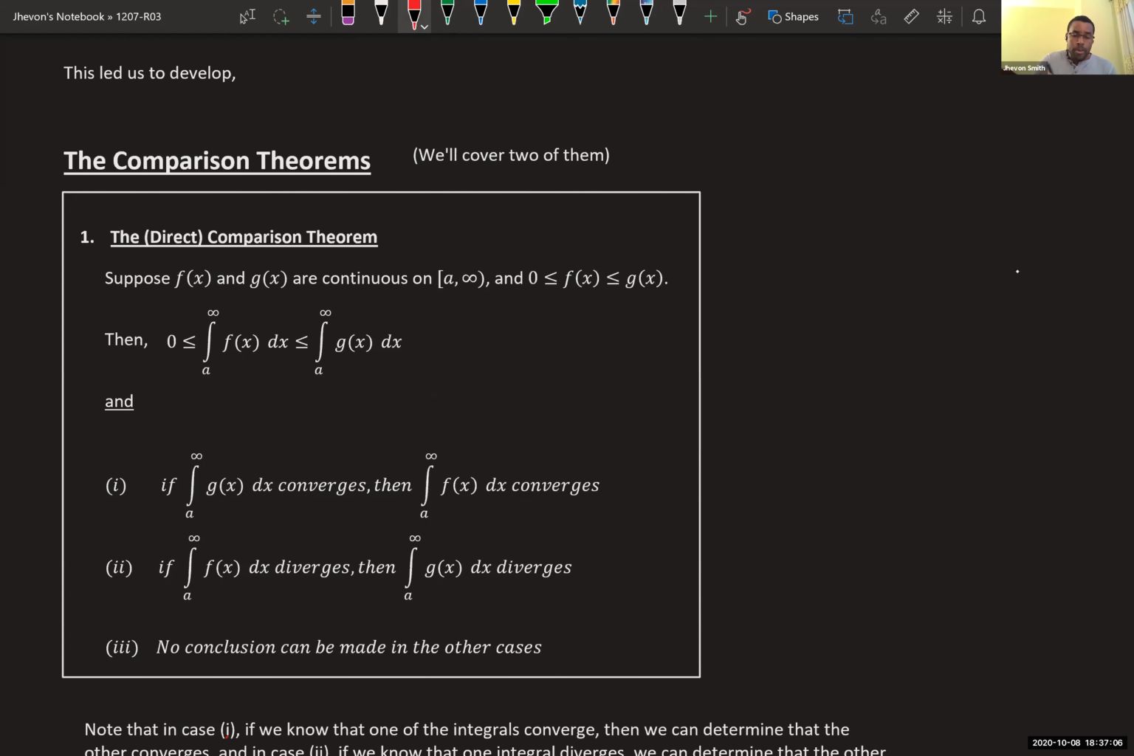Conversely, if I were to tell you that the smaller integral diverges to infinity, and it has to diverge to infinity because it adds up to something positive, right?